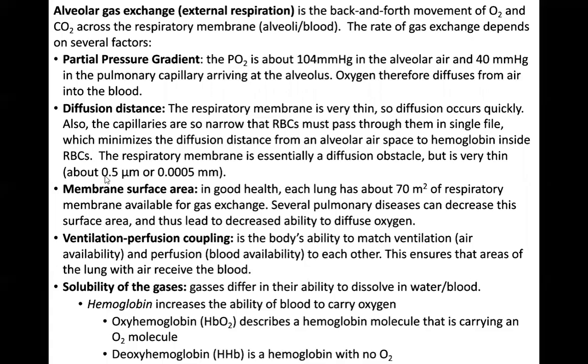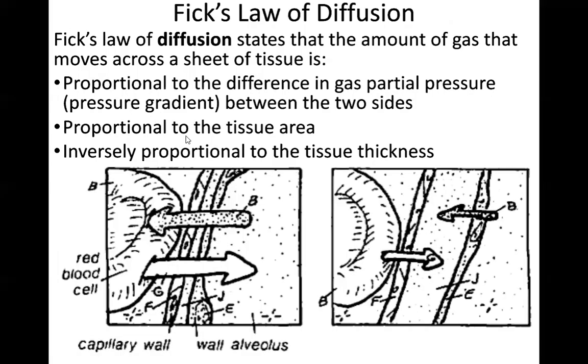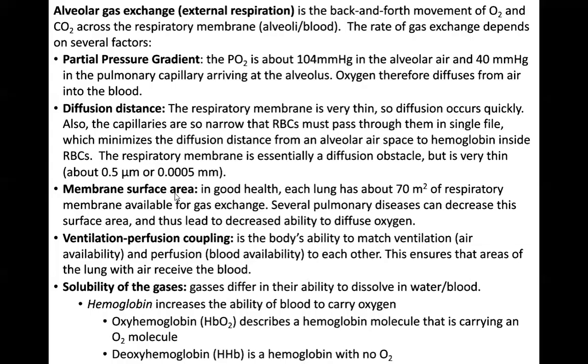Fick's law of diffusion said that the more surface area or tissue area, the more diffusion takes place. That's what we're talking about here. In a good healthy lung, each lung has about 70 square meters of respiratory membrane available for gas exchange. Don't quote me on this, but I think I remember reading it's about the same amount of surface area as a tennis court. That's all the area that you have for gas exchange to take place.